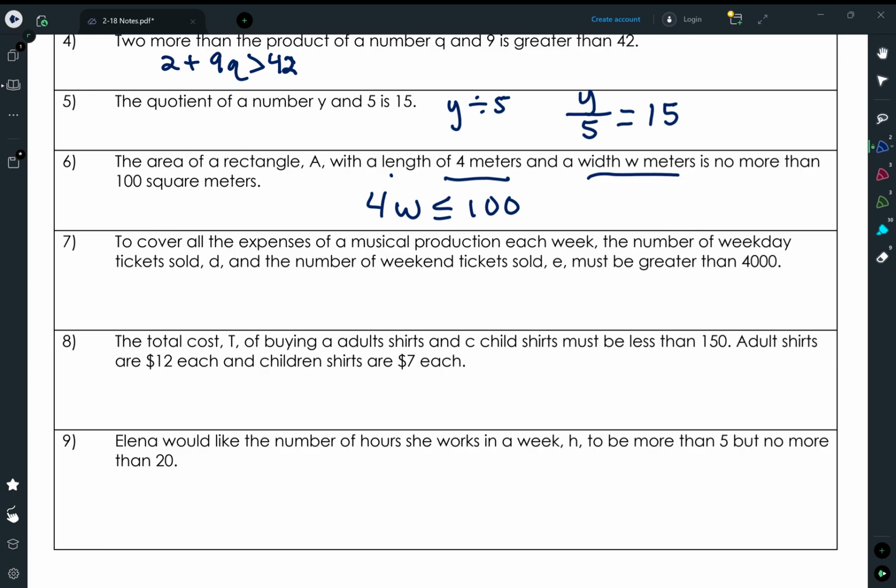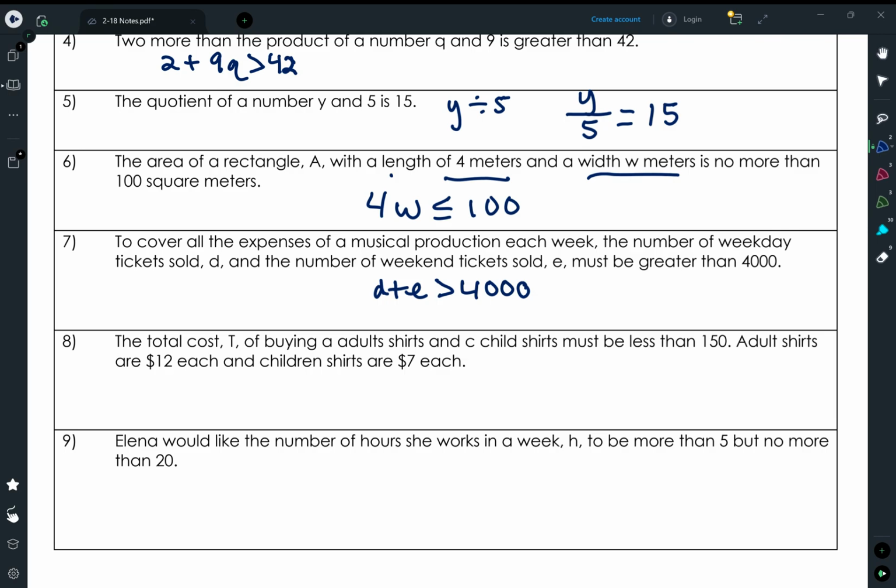On the next one, it says to cover all the expenses of a musical production each week, the number of weekday tickets sold, D, and the number of weekend tickets sold, E, must be greater than 4,000. It doesn't say anything that we have to worry about, like how many days a week or multiplying by 5 for the weekdays or 2 for the weekend. It says nothing about that. It just says our weekday tickets and our weekend tickets sold. So we're going to total those tickets up. When we total something, we add it. So let's take D and add E. And together, those must be greater than 4,000. It doesn't say equal to, it just says greater than 4,000.